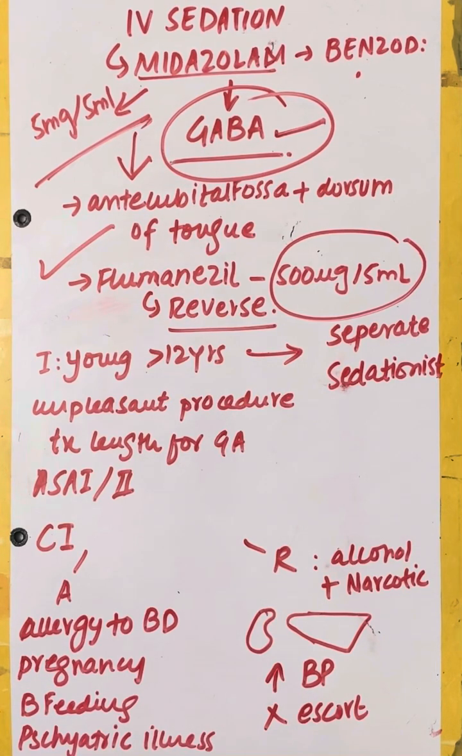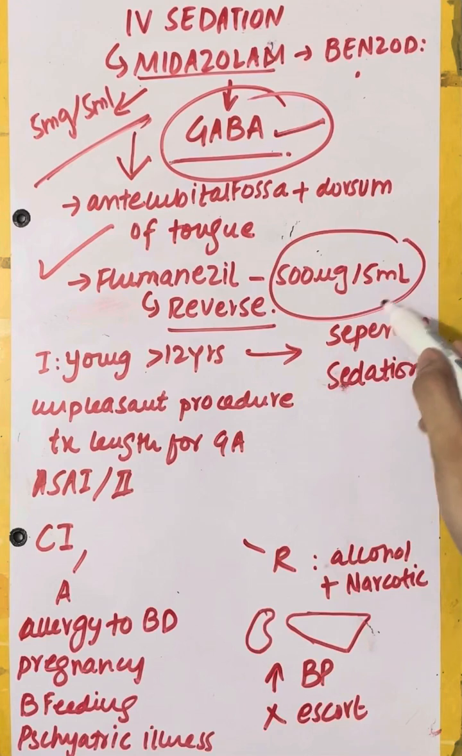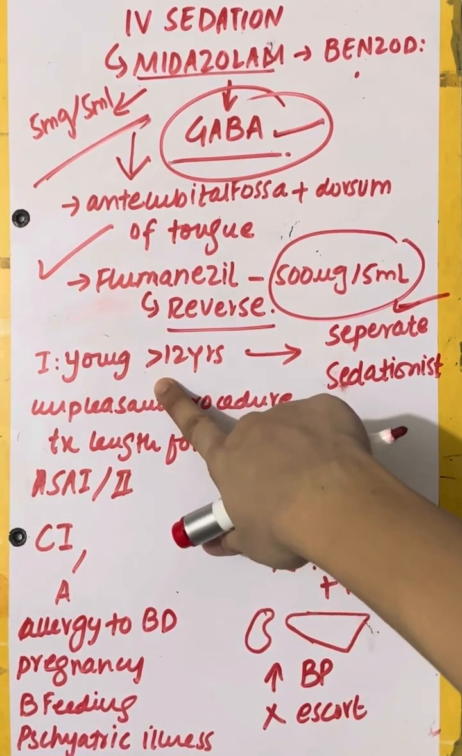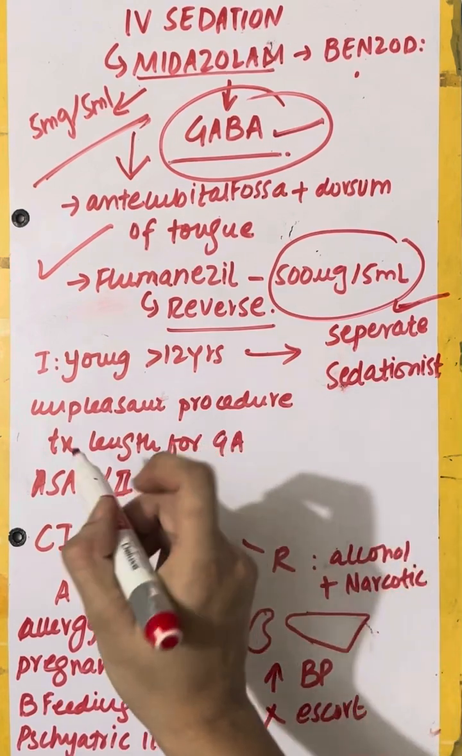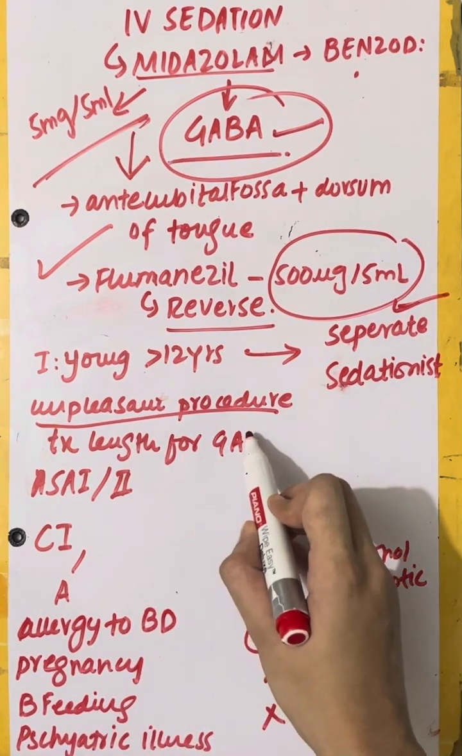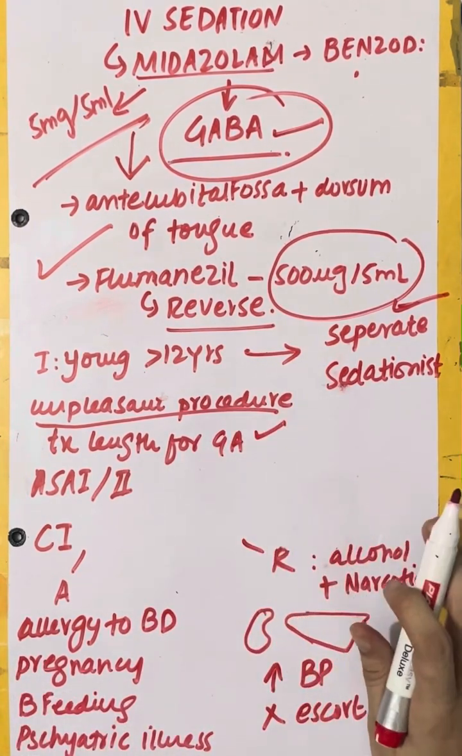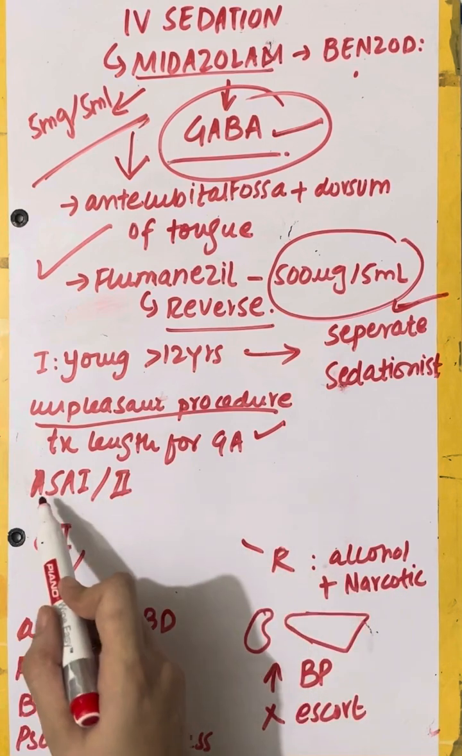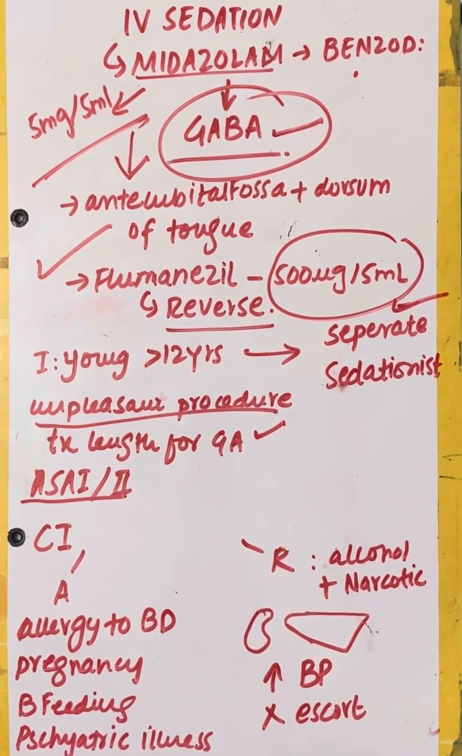What are the indications of IV sedation by midazolam? The patient should be young and greater than 12 years. For patients less than 12 years, we require a separate sedationist. So the indications are: a young patient greater than 12 years, an unpleasant procedure, as with nitrous oxide sedation, and a treatment that is too lengthy for general anesthesia, in which case we will give IV sedation by midazolam. The patient should be ASA 1 or 2, which is a normal healthy patient or one with mild systemic disease.